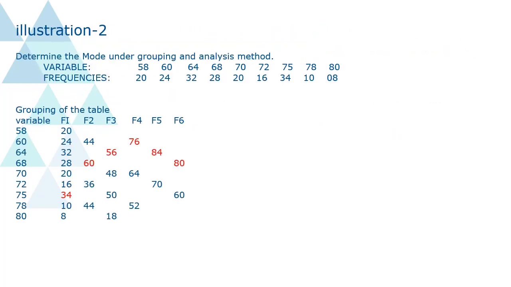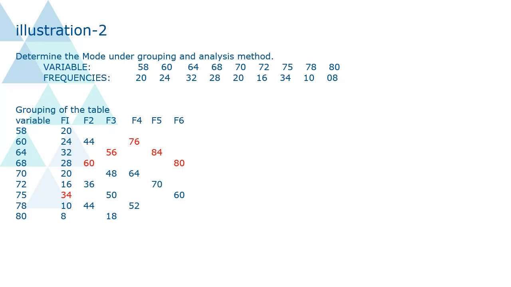Now let us understand the grouping method with a numerical example. In the illustration which is taken, variables and frequencies are given. Variables and frequencies are taken as it is. Variables are seen in the grouping table, and frequencies are our first step, that is F1.